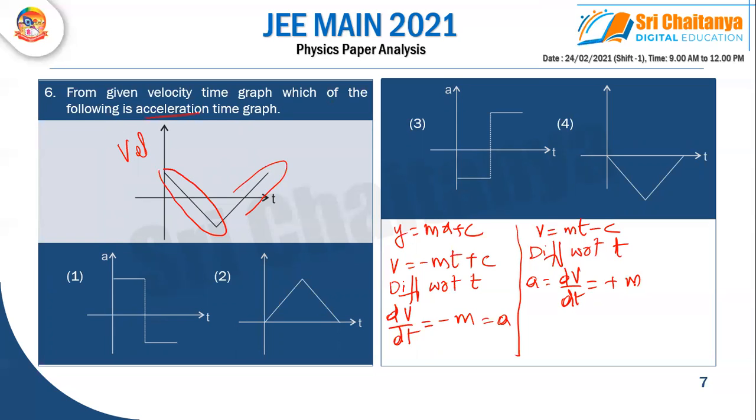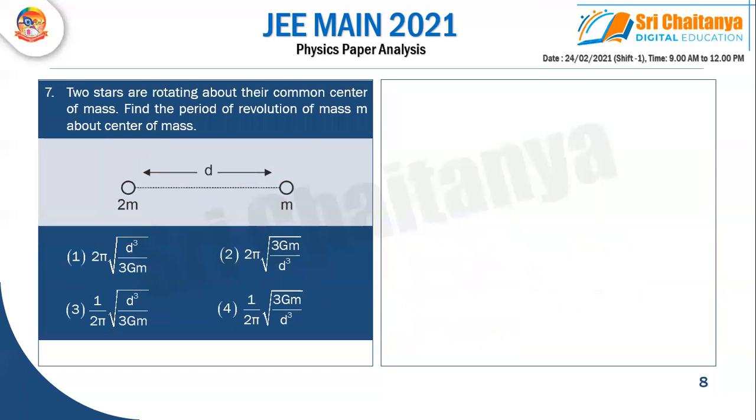So the meaning is we need to have initially a negative slope and then a positive slope. The magnitudes are the same, but the negative and positive signs are the factor we need to consider. If that is the case, with minus m here and plus m here, this is the right graph, since the magnitudes are the same. We'll move on to the next question, please.